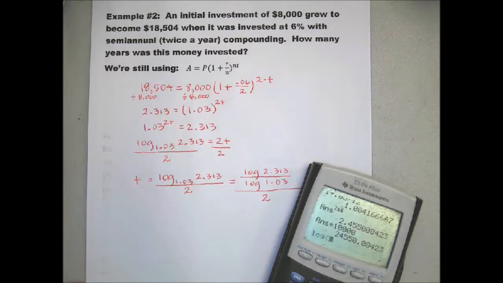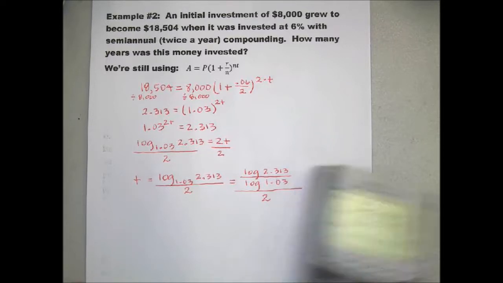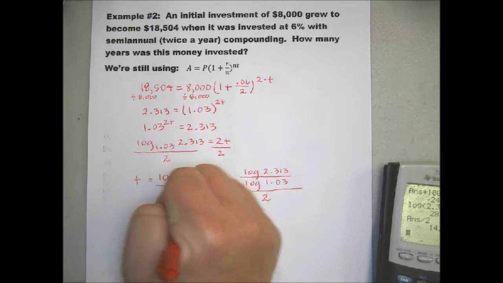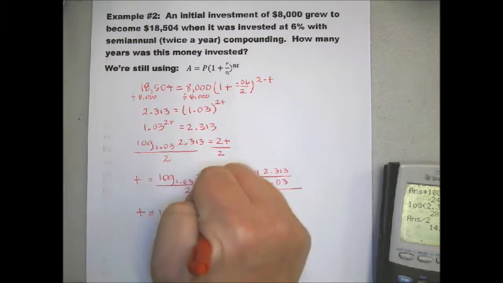Let's do the numerator first. The log of 2.313 divided by the log of 1.03. Close your parentheses, hit equals, and that's what my numerator is, that long answer. Now I'm going to divide that by 2, and there's my answer. Let's round it to a tenth, so the time is approximately 14.2 years.